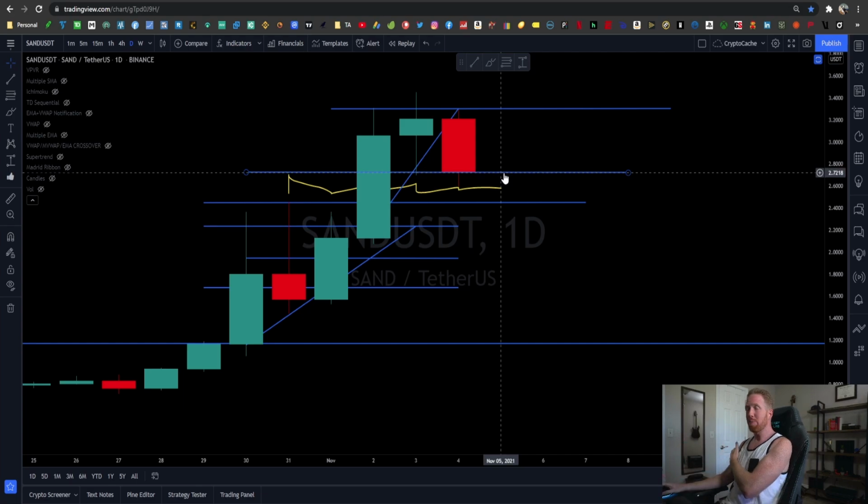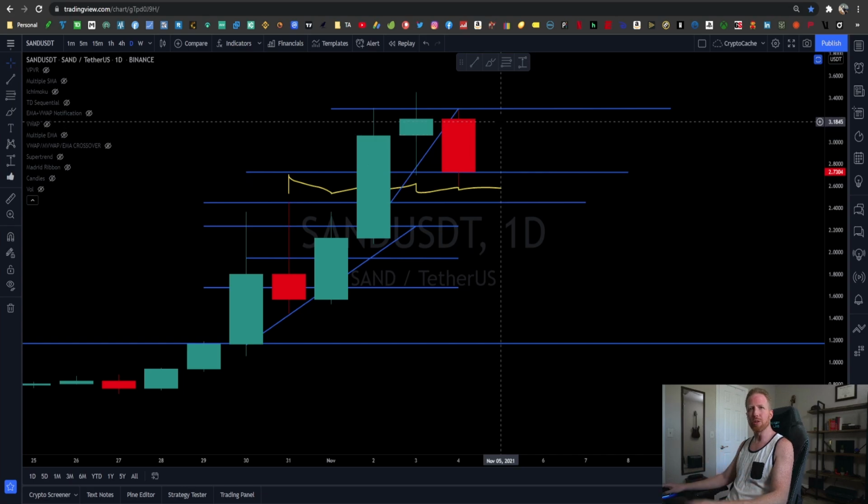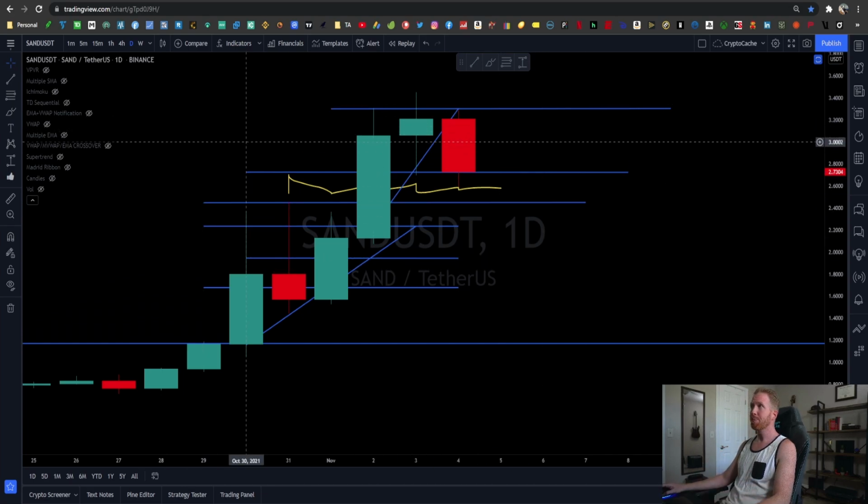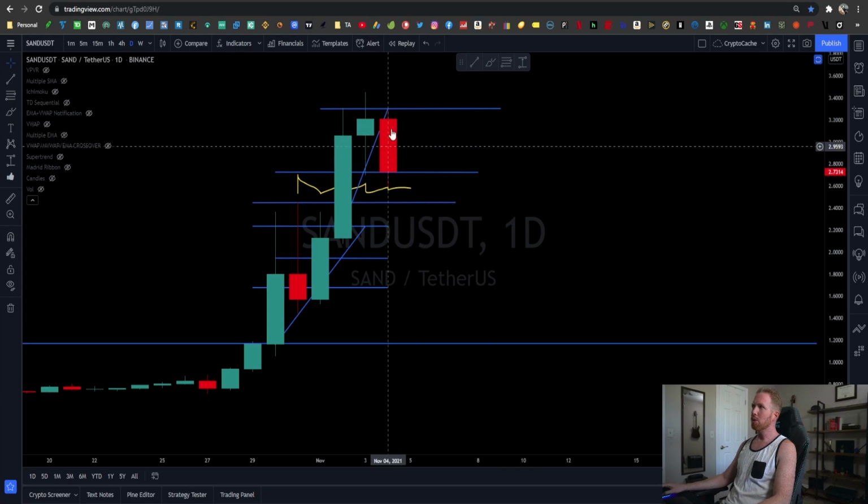It'd be awesome if it bounced and went sideways for a little while and then came back up, kind of like Floki or some of the other coins are doing right now. I think Elon bounced back pretty hard too. So we want to see that, but this is a normal correction, right?